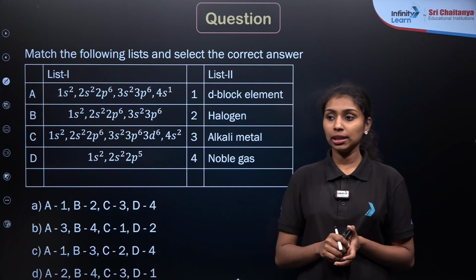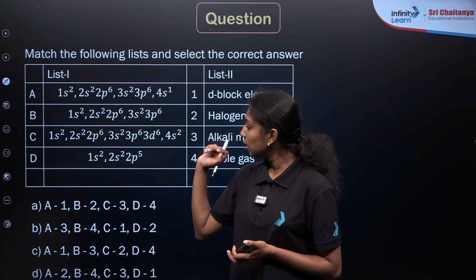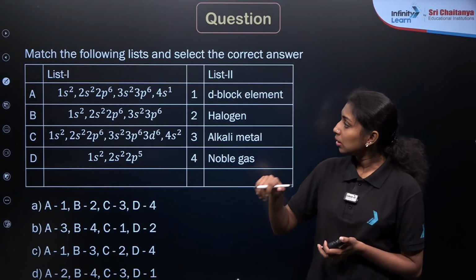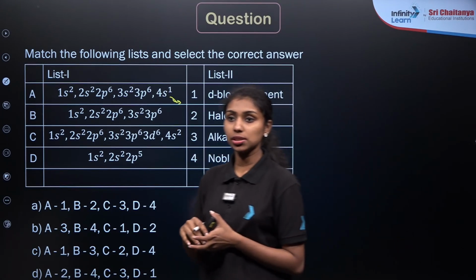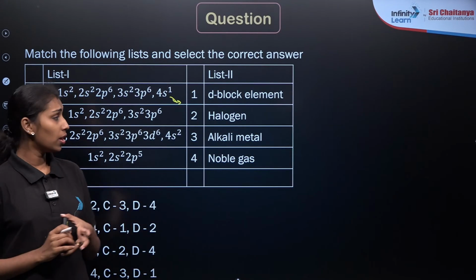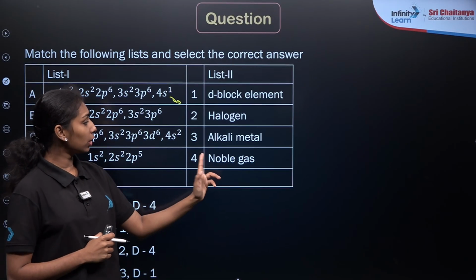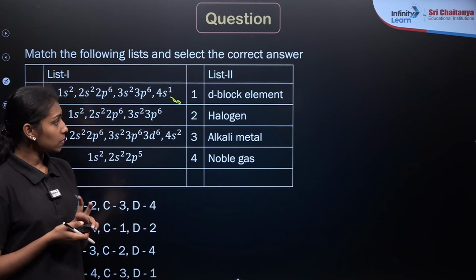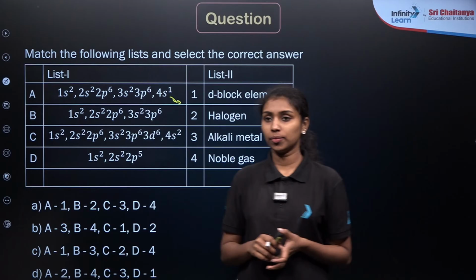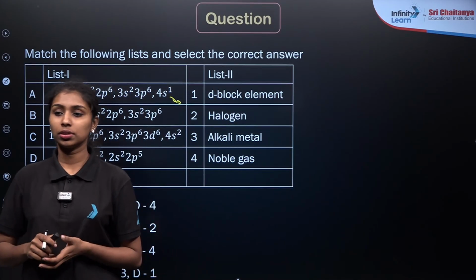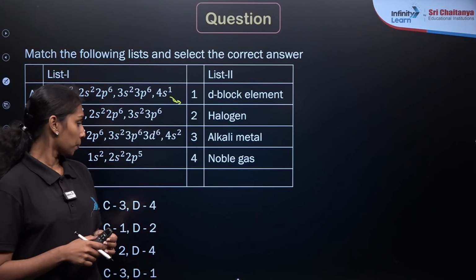While discussing the prediction of block or period or group of the element, I have already discussed the identification of block from the electronic configuration. So from the electronic configuration, you can identify whether it belongs to the d block element or it is a halogen or an alkali metal or a noble gas. In order to answer this question, you must have a clear idea about the periodic table. So what will be the answer?